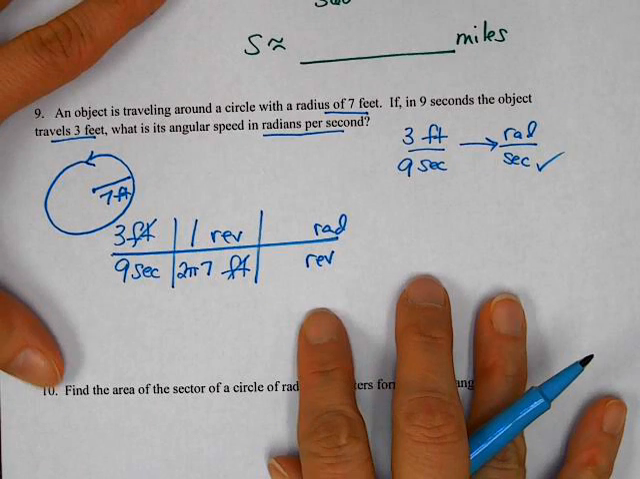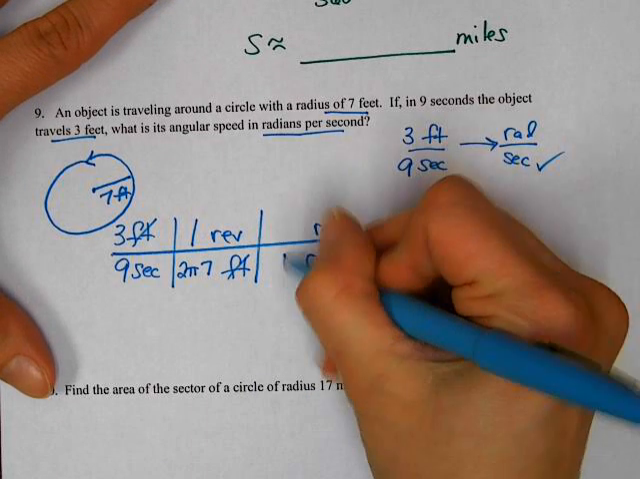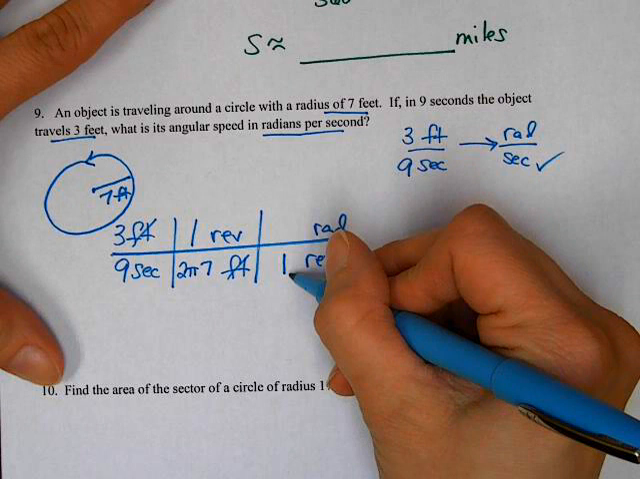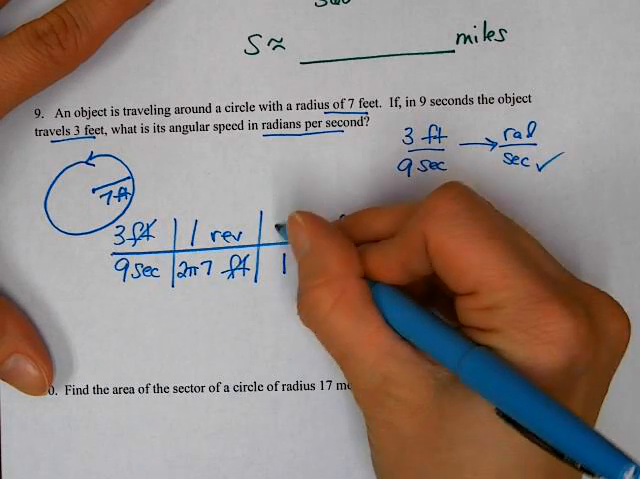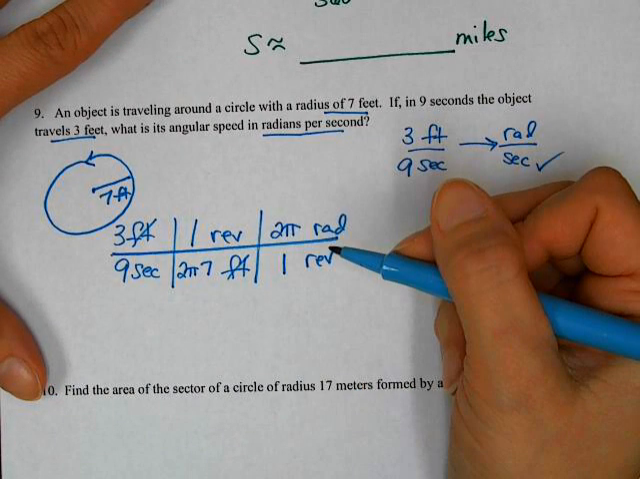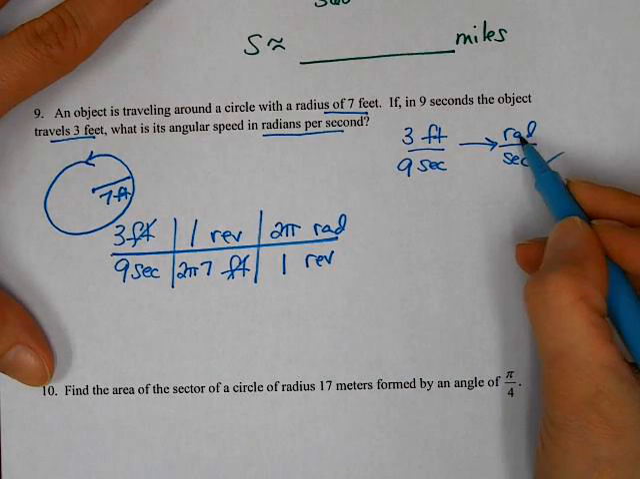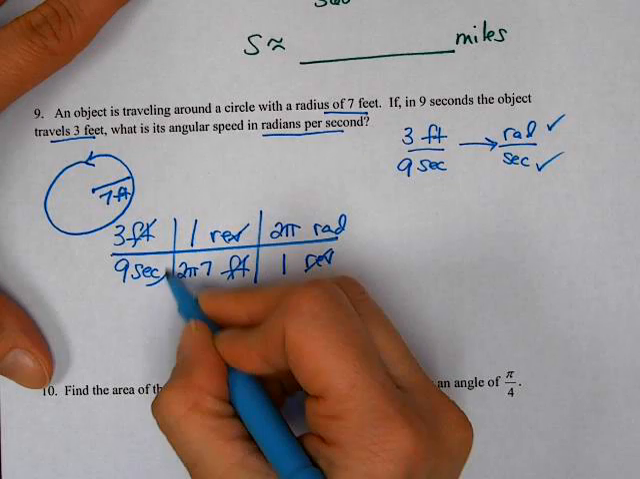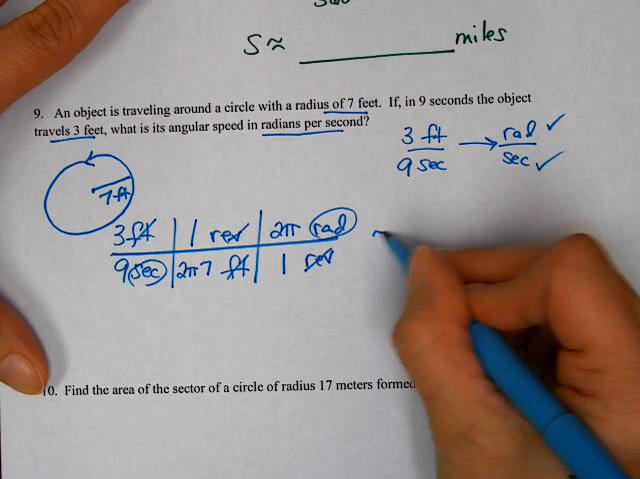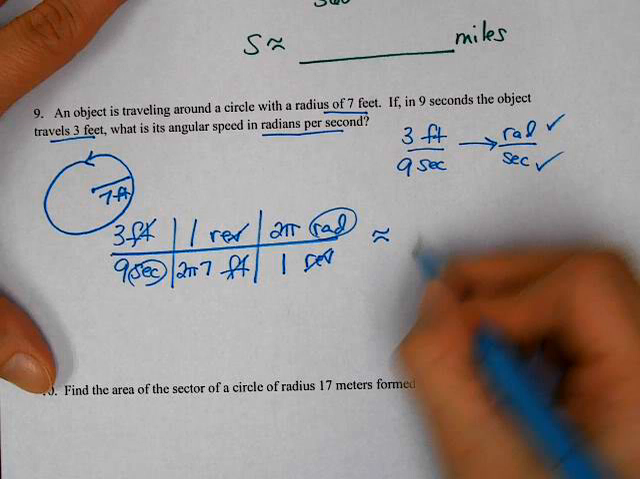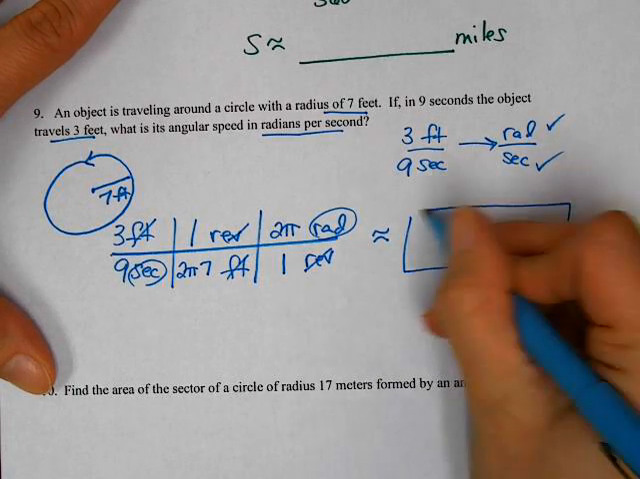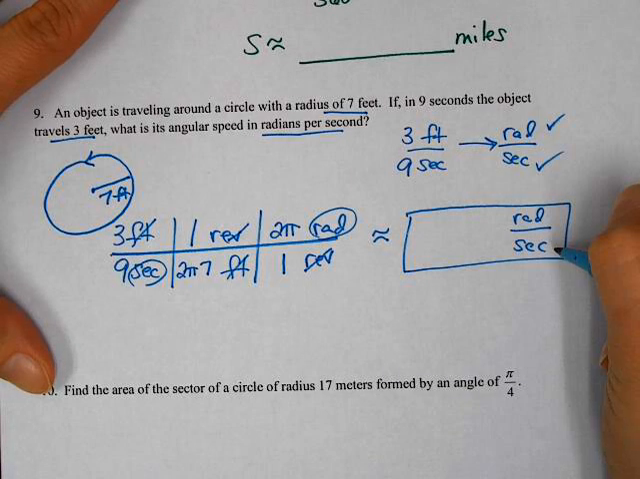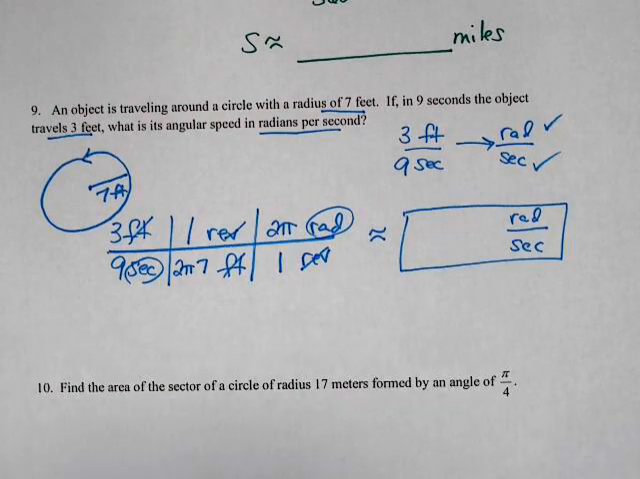And this is just a fact. 1 revolution has how many degrees? 360. 1 revolution has how many radians? 2 pi radians. That's kind of tricky when you have angular speed. Done. So revs cancel. We have our seconds and we have our radians. So survey says, so many radians per second. Go ahead and type everything in and we'll check the answer tomorrow.